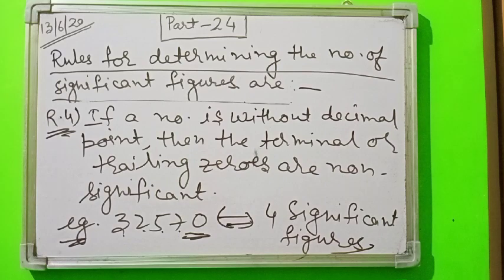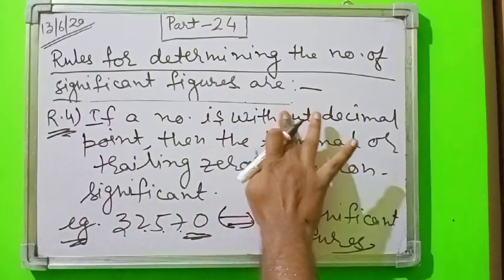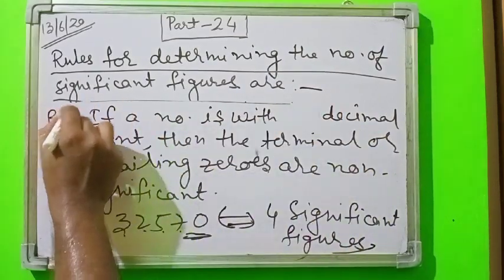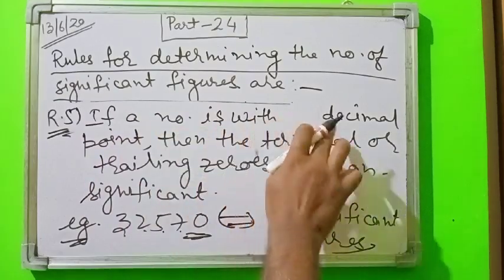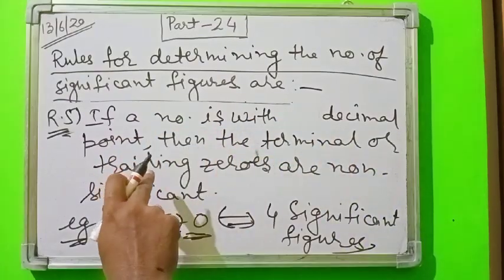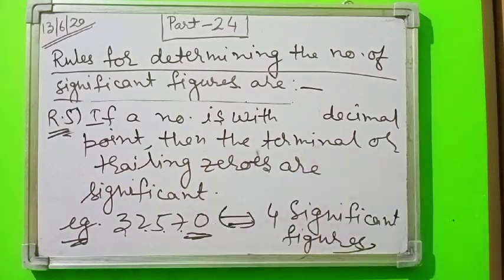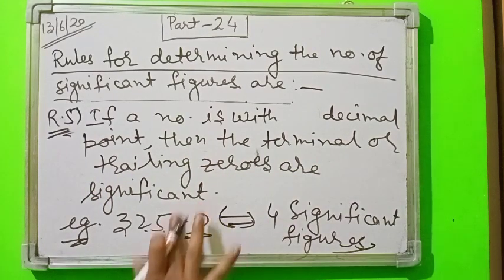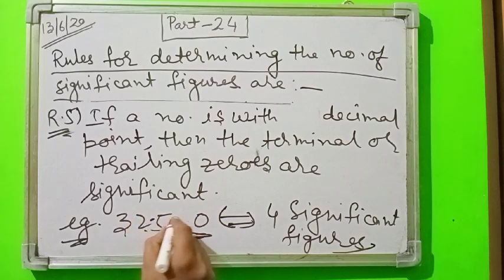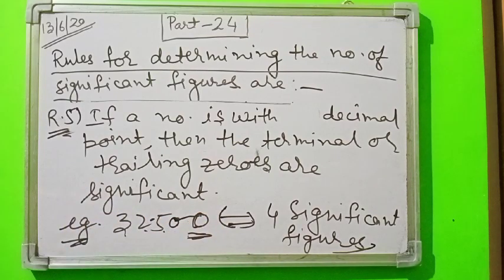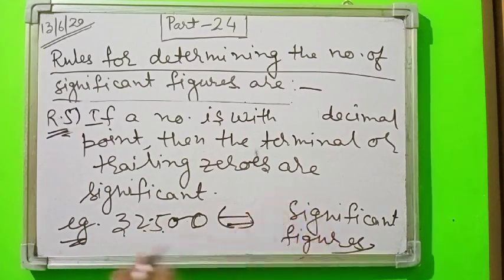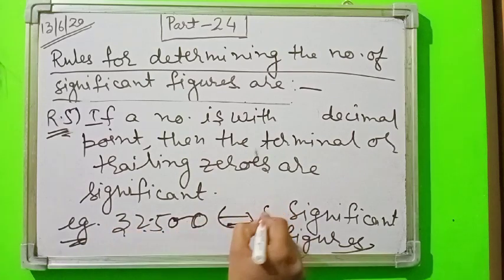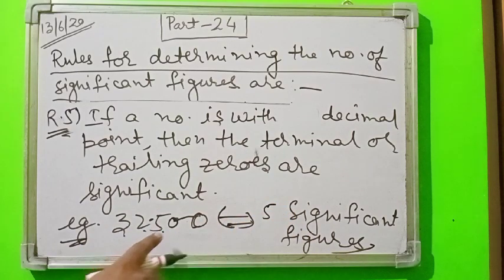Trailing zeros with a decimal point are significant. That is rule number 5. If a number is with a decimal point, then terminal or trailing zeros are significant. Suppose I am writing here, for example, 32.500. Means if it is with the decimal point, then the trailing zero will be significant. So here the number of significant figures is 1, 2, 3, 4, 5. Five significant figures. If the decimal point is placed, then they are significant.